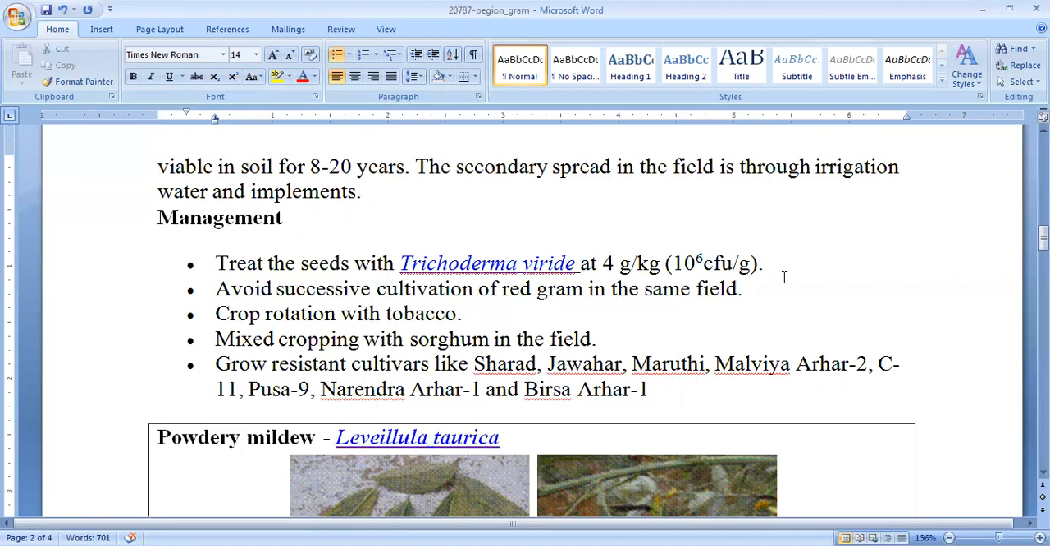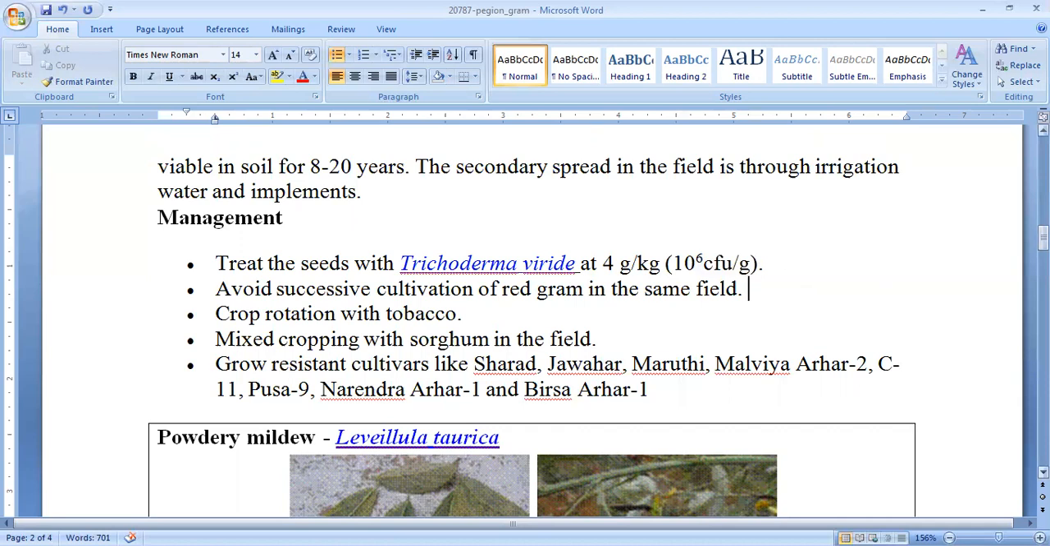We should avoid mono-cultivation of red gram in the same field every year. Crop rotation with tobacco and mixed cropping with sorghum is very good. Resistant cultivars like Sharad, Jawahar, Maruti, Pitta, Arar, etc. are also very helpful.